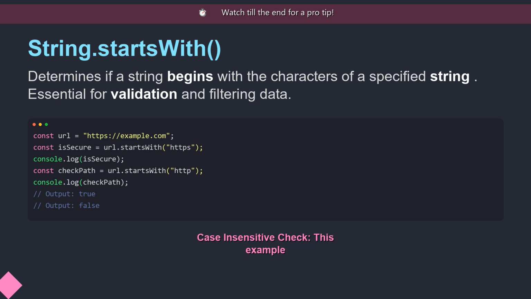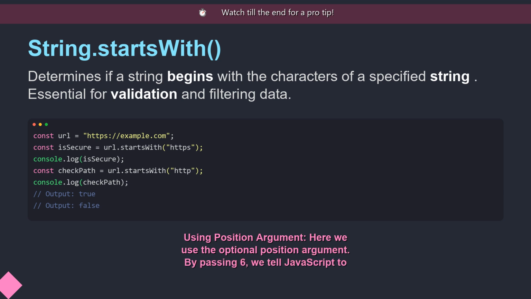Case-insensitive check. This example demonstrates how to perform a case-insensitive check. We convert the original string to lowercase before running startsWith to ensure capitalization doesn't affect the result. Using the position argument, here we use the optional position argument. By passing 6, we tell JavaScript to start looking for URL from the 6th index, effectively ignoring the first word.